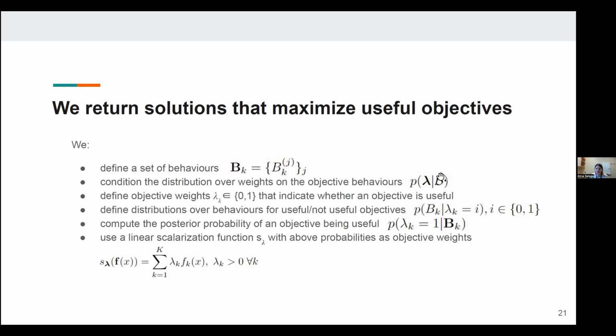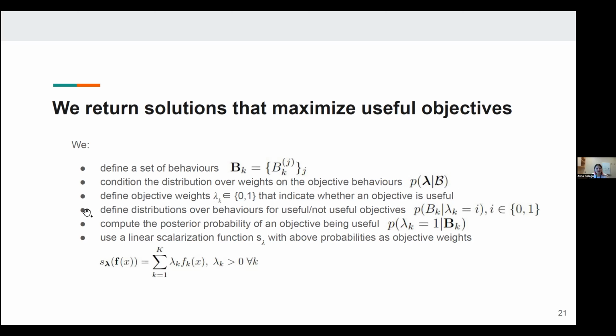So this is our new conditional distribution over scalarization weights, and the calligraphic B is just the set of all of the behaviors of all of the objectives. Then we do something different, and we define objective weights, lambda k, for each objective k, and we define them to be binary. Lambda k equals 1 indicates that an objective is useful, and 0 indicates that it's not.